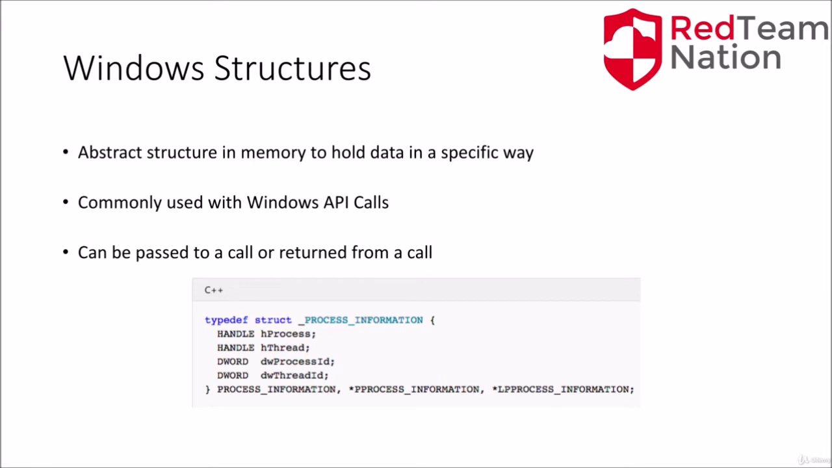So in this example, we have process information. This is normally a structure that gets returned from a Windows API call, right? So it's going to return a handle to the current process that was created, the first thread that was created, the process ID and the thread ID. So you get a good base of the process's initial information once you start it. So this is a good example of how this works.